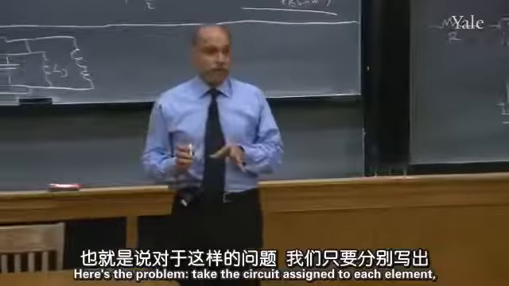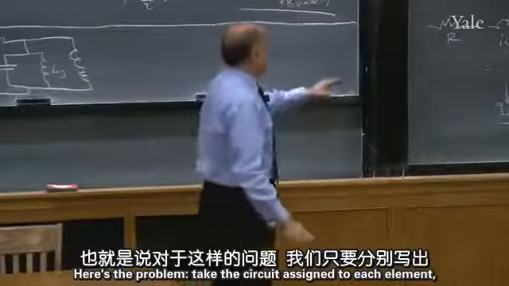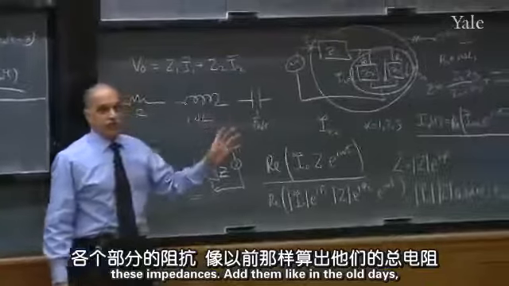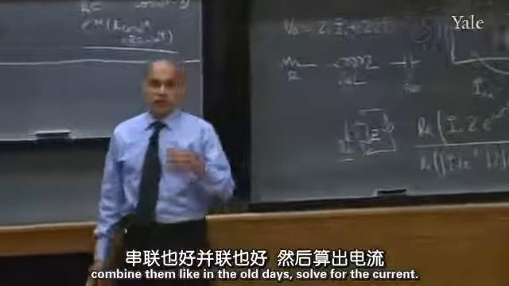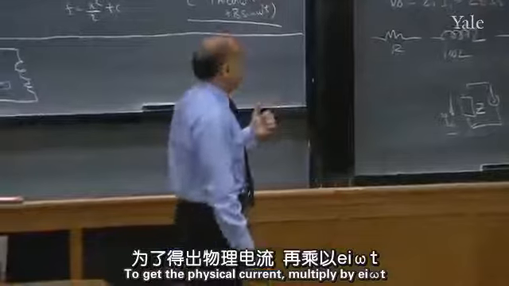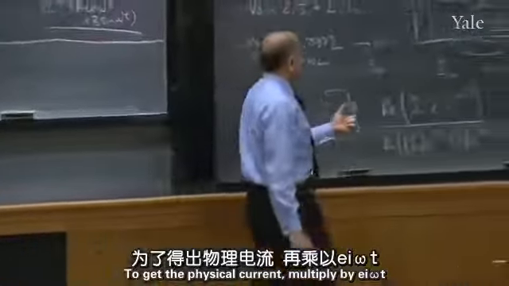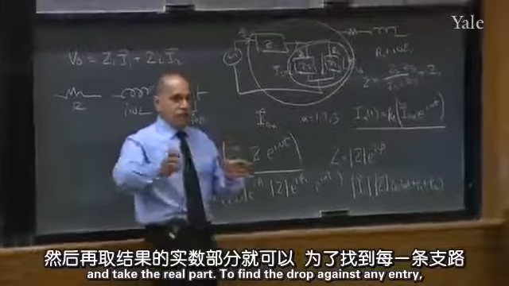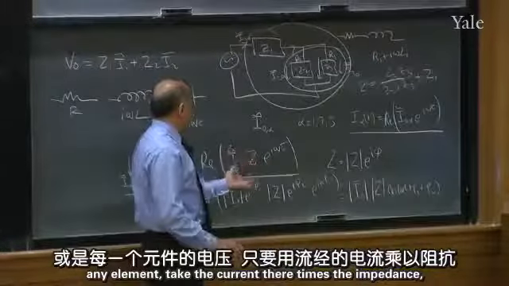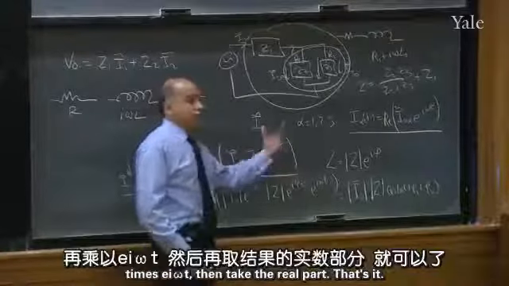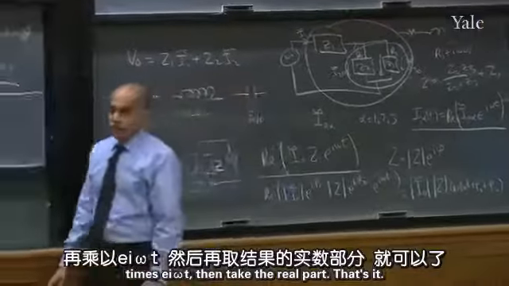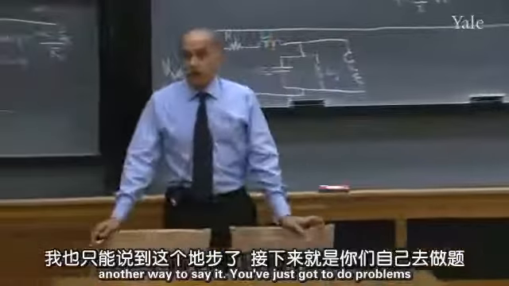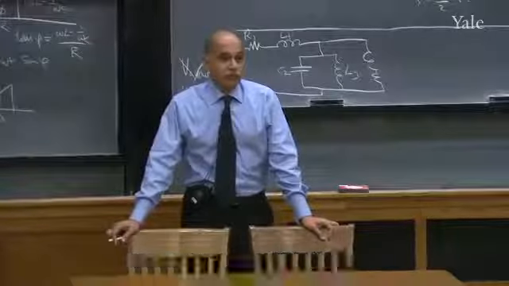Here's the problem. Take the circuit, assign to each element these impedances, add them like in the old days, combine them like in the old days, solve for the current. To get the physical current, multiply by e to the i omega t and take the real part. And to find the drop across any element, take the current there times the impedance times e to the i omega t, then take the real part. That's it. I cannot say it any more because I don't know another way to say it. You just have to do problems so you get a feeling for how it's done.